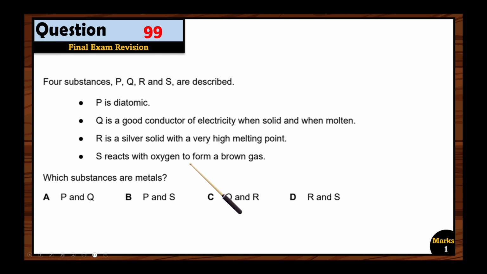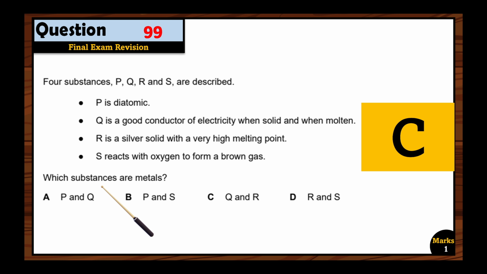S reacts with oxygen to form a brown gas. Whenever S reacts with oxygen, it is a non-metal, because a non-metal reacting with oxygen will make a brown gas. It will not be a metal, because metal oxides are not usually brown gases. So that's why the option is Q and R. The option Q and R are right. So we can say that option C is correct. S is wrong and P is also wrong.